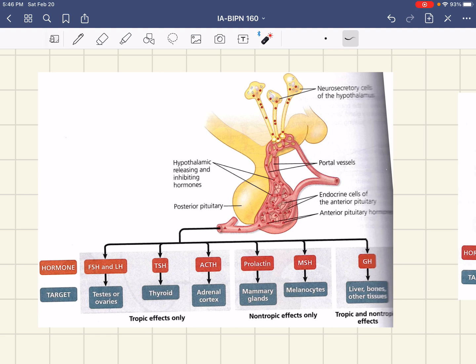I just realized I made a mistake. When I said that these hormones released here are stimulating hormones, I said the wrong word. They're called releasing hormones. So sorry. Okay, I'll write it here. Releasing hormones.